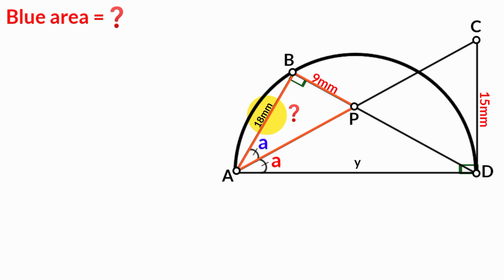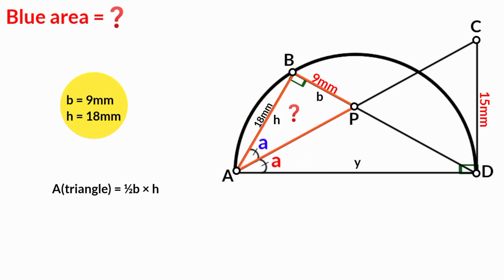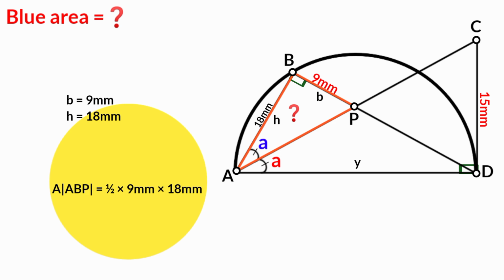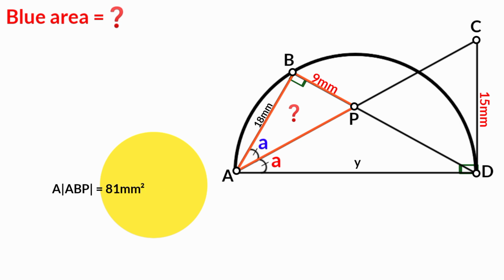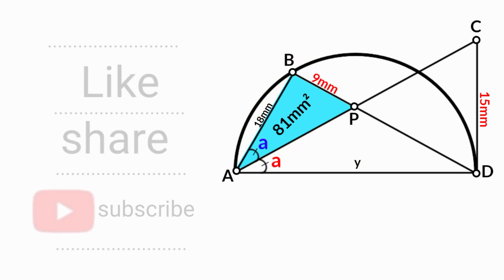Now we know the formula for calculating the area of a triangle is 1/2 base times height. From this triangle, we will take this as the base. This must be the height. So base equals 9 millimeters and height equals 18 millimeters. Substitute here now. Area of triangle ABP equals 1/2 times 9 times 18. 1/2 times 9 times 18 is 81. So area of triangle ABP equals 81 millimeters squared. That is, the area of this triangle, which is the blue area we are asked to calculate, is 81 millimeters squared.